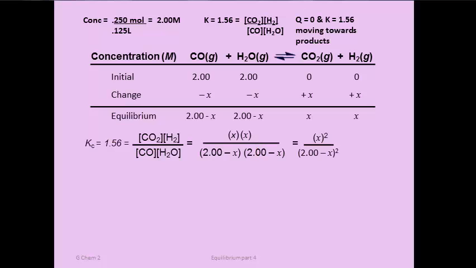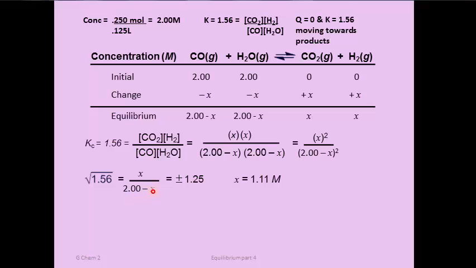So we collect terms. Basically we have x squared over 2 minus x, and that quantity is squared. It's possible just to square root both sides, and you'll get x over 2 minus x equals the square root of 1.56, which is plus or minus 1.25. Although there might be two mathematical answers that are correct, because this is chemistry, only the answer that gives a positive value would make sense, since you're taking away a positive value of material.